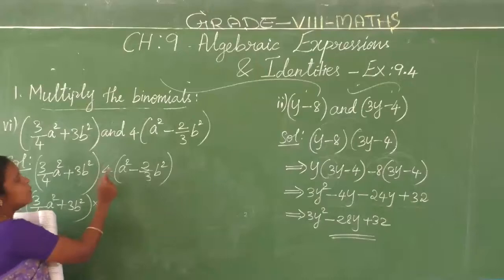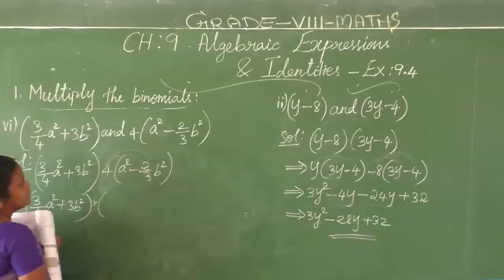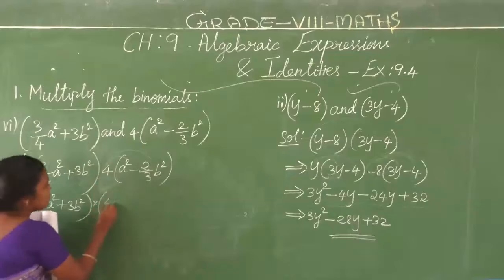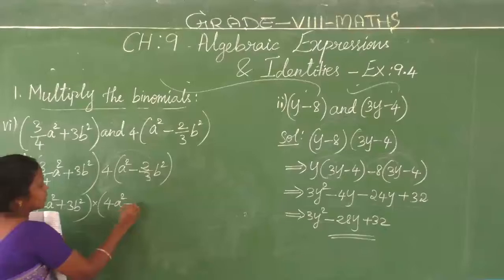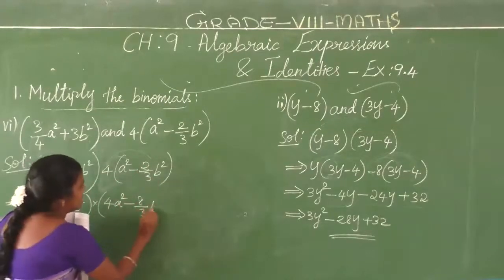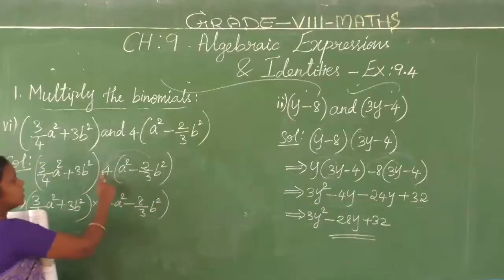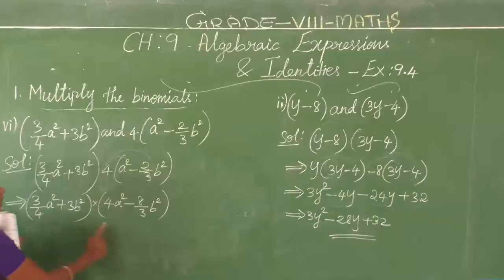How do you read it? 4 into a square minus 2 by 3 b square. This 4 is common for both inside parts. So insert. So 4 into a square, what comes? 4 a square. Plus into minus, minus. 4 2s are 8, 8 by 3 b square. So we have taken this 4 inside. Clear? Now this is one binomial, this is another binomial, both should be multiplied as usual. Okay, what to do?